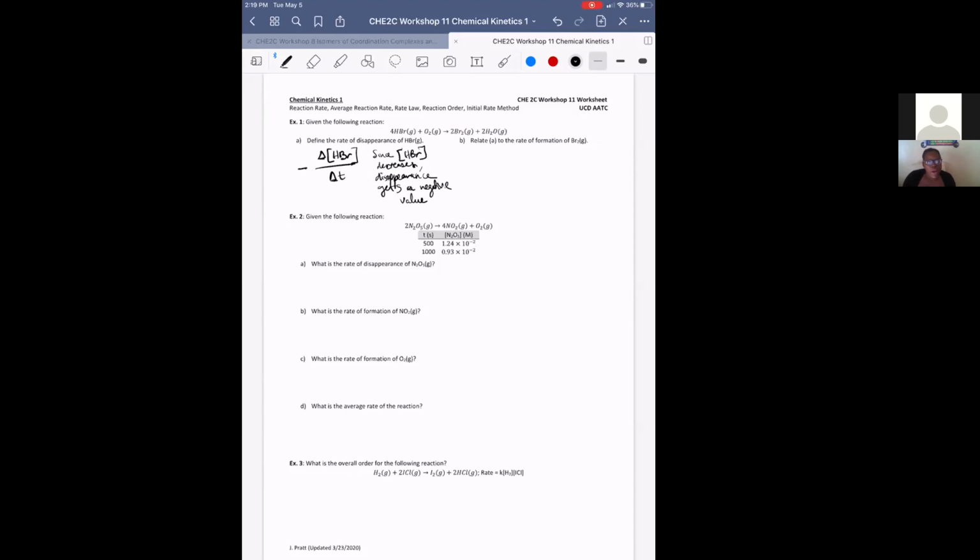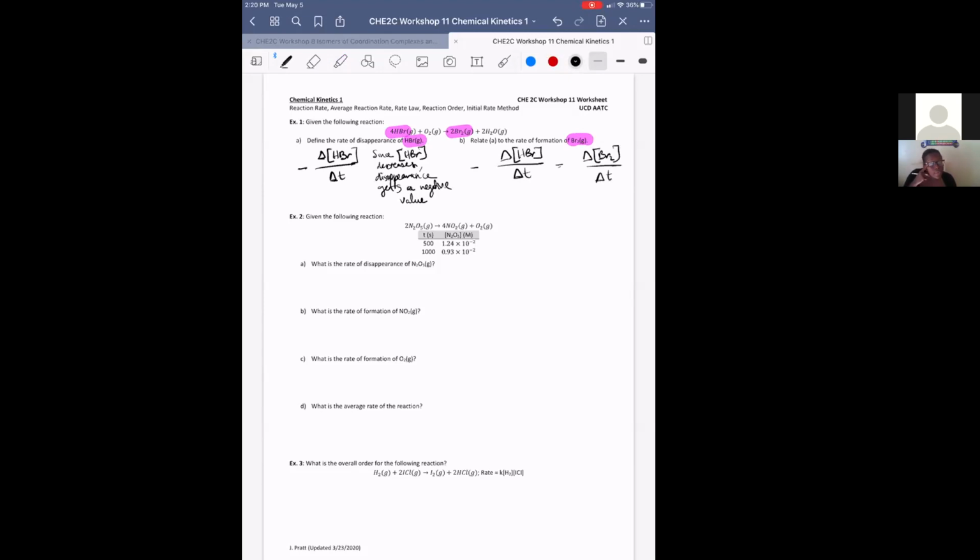Okay, so now for part B, if we want to relate A, the disappearance of HBr, to the formation of Br2, now we need to look at something that's really important. We need to look at the stoichiometric ratio between our desired reagents. So we're comparing HBr to Br2. So we need to use the ratio of HBr and Br2 in our chemical equation. And when we're comparing our rates, we'll still look at the change in the concentration of HBr over the change in time. And because we're losing HBr, it will be negative. And we want to equate it with gaining bromine. So we need the change in the concentration of Br2 over the change in time.